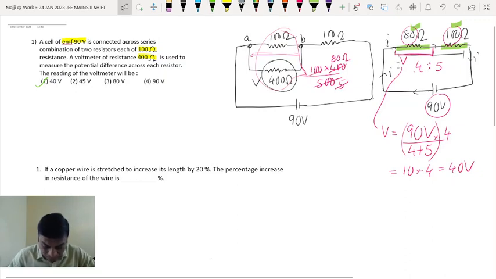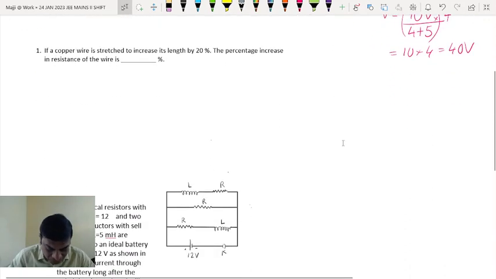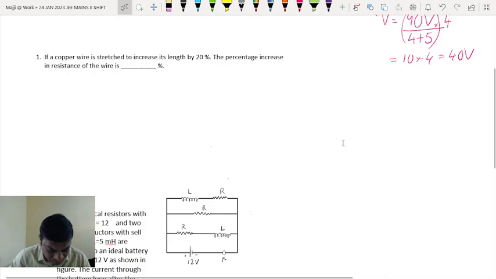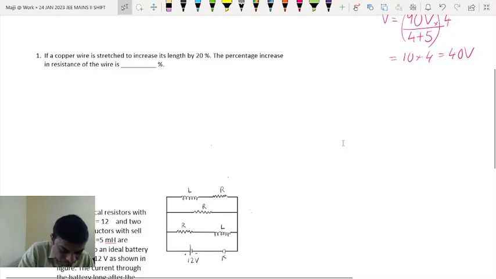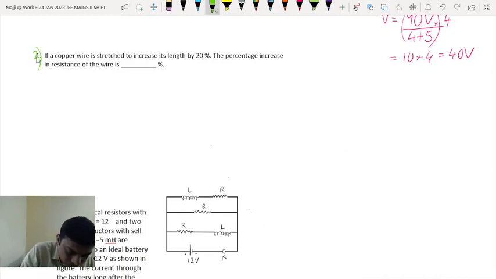Right. Then let us move to the next question, please. The second question. If a copper wire is stretched to increase its length by 20%, the percentage increase in resistance of the wire is? Now here we have to assume that the copper wire is stretched uniformly so that the volume remains unchanged. Mass or volume remains unchanged. So accordingly we can find.